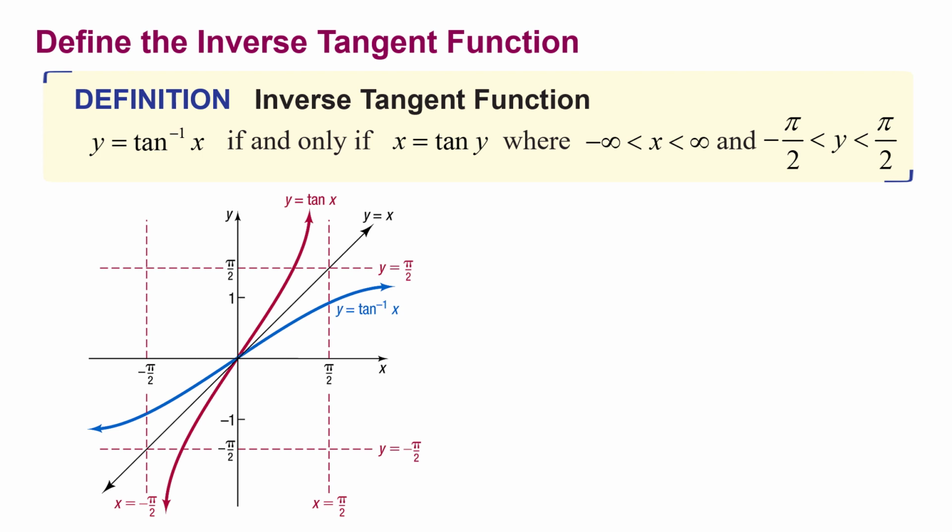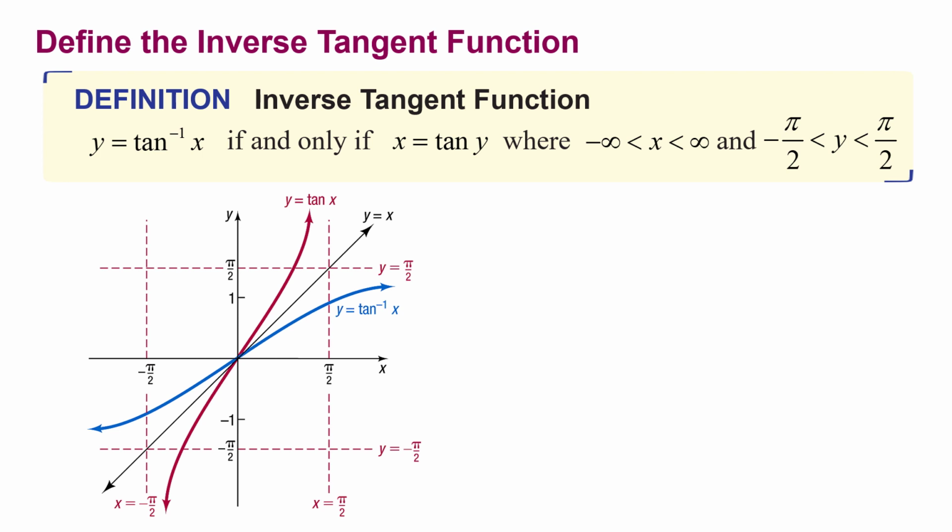Now we can take the restricted version of the graph of y equals tangent x and reflect it over the line y equals x in order to obtain the graph of the inverse tangent function. So on this image here in red, we have the graph of y equals tangent x over the restricted domain of negative pi over 2 to pi over 2, not inclusive. And we also have on the same coordinate grid in blue the graph of y equals inverse tangent x.